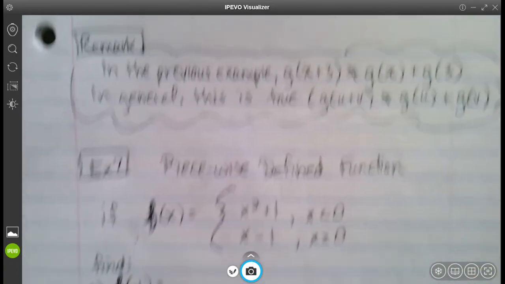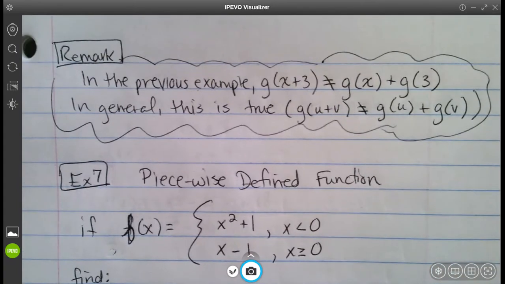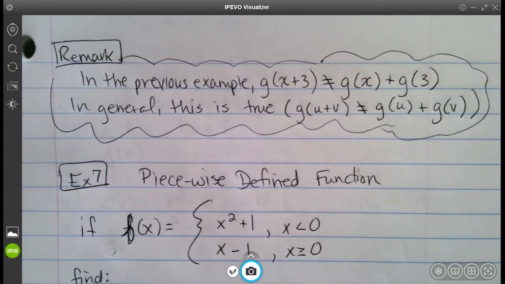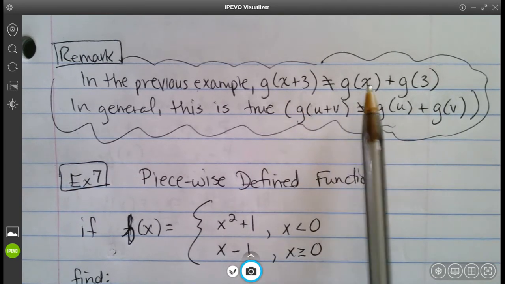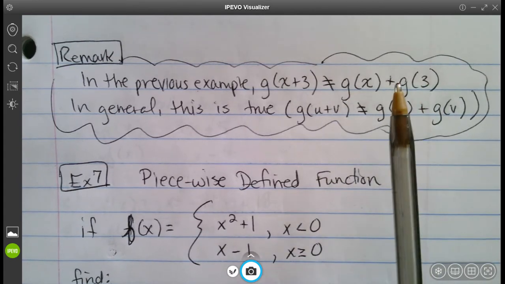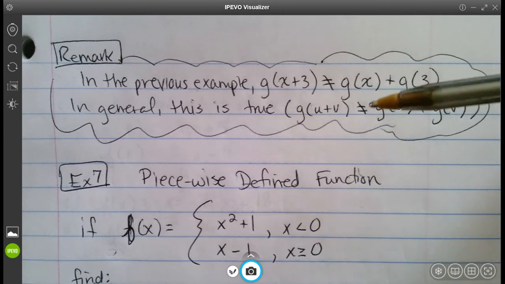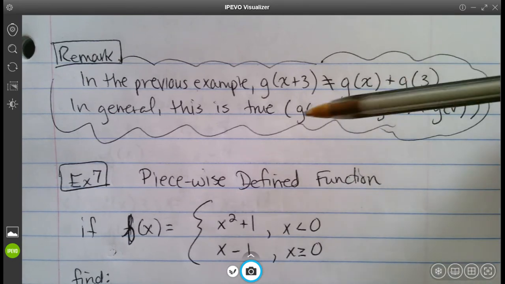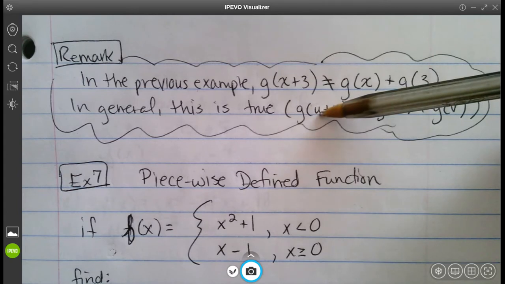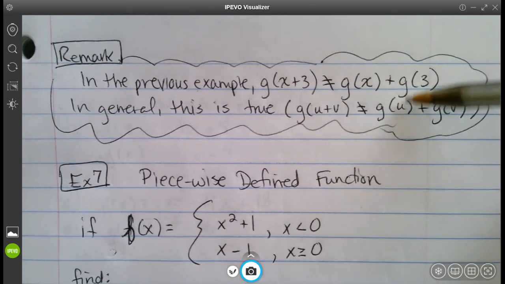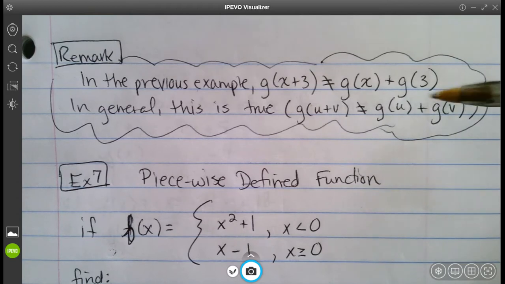So go ahead and write this down. We have a remark here concerning what we just saw in the previous example. It says that notice that our final answer, g of x plus 3, the last example, is not the same as the two before it. So you can't just say, oh, well, I don't want to do all that work, I'm just going to add g of x and g of 3, because it's not going to give you the same thing. Once in a while, you might get lucky and get a problem that does work, but in general, this is not going to work. So g of u plus v is not equal to g of u plus g of v. It's completely different.